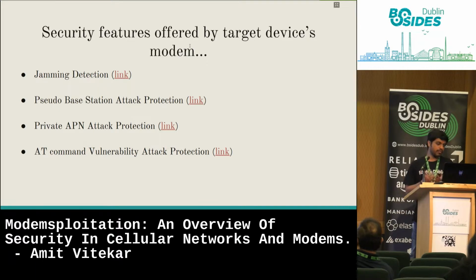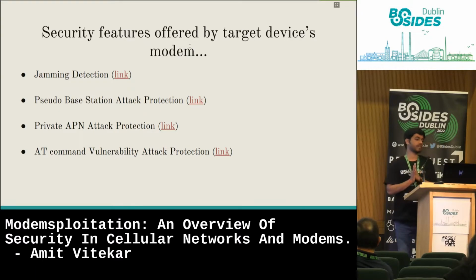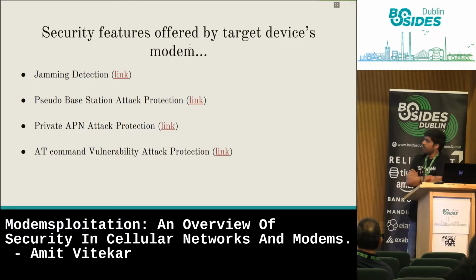So there are 4 protection techniques that are given by these different vendors. One of them is jamming detection. So if, let's say, you're traveling somewhere and you lose connectivity to your cellular network, basically your phone is offline, right? You cannot call anyone, you cannot use the internet or do anything.